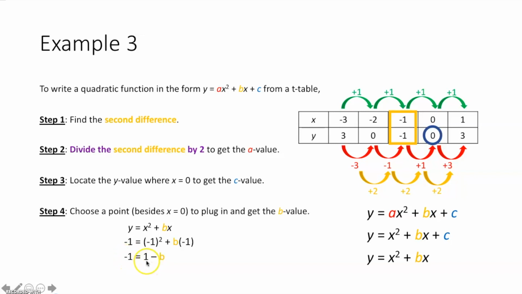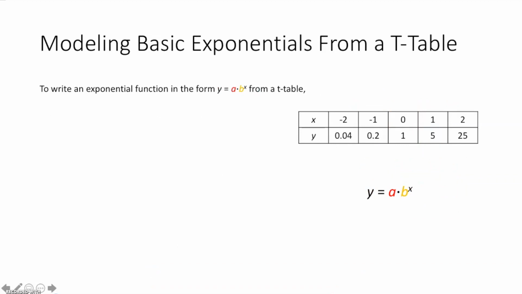Now we solve for b. Subtract 1 on both sides, and -1 minus 1, remember those don't cancel out, it makes it -2. And then you can divide both sides by -1, you get b is equal to +2. So b is equal to 2. We take 2, plug it in for b here, and we get our function. Boom, that easy.